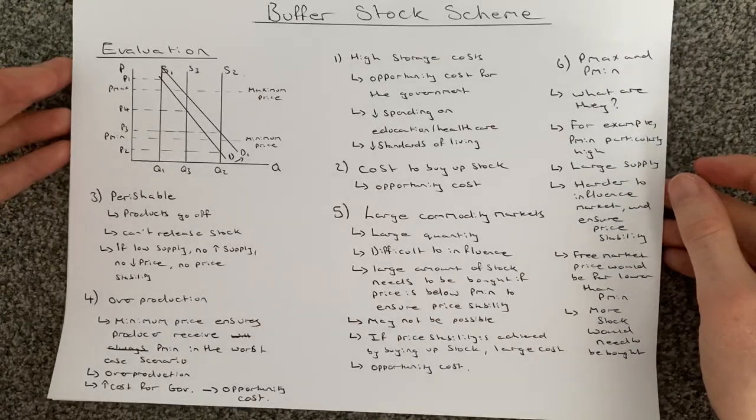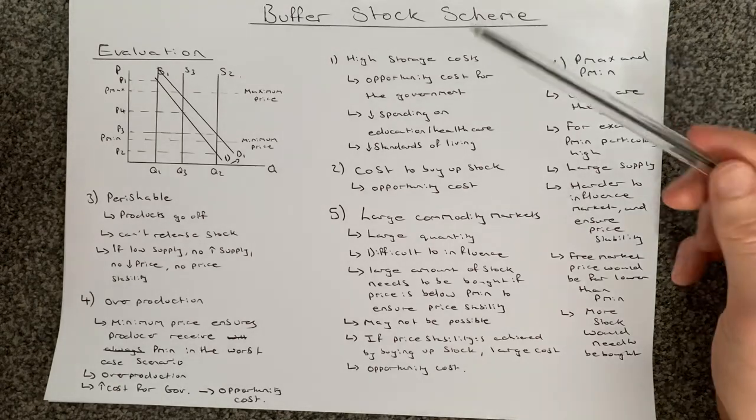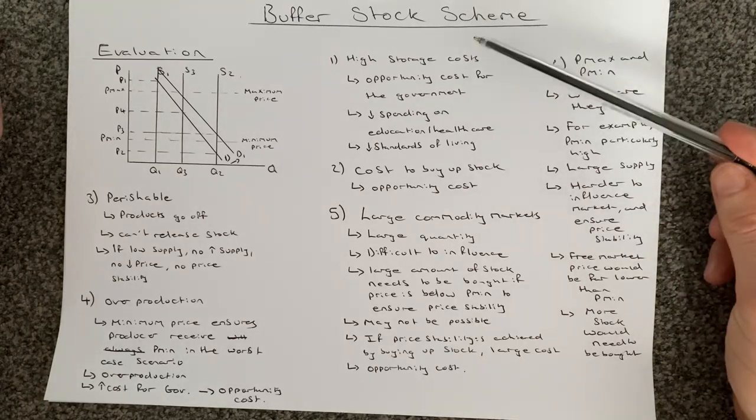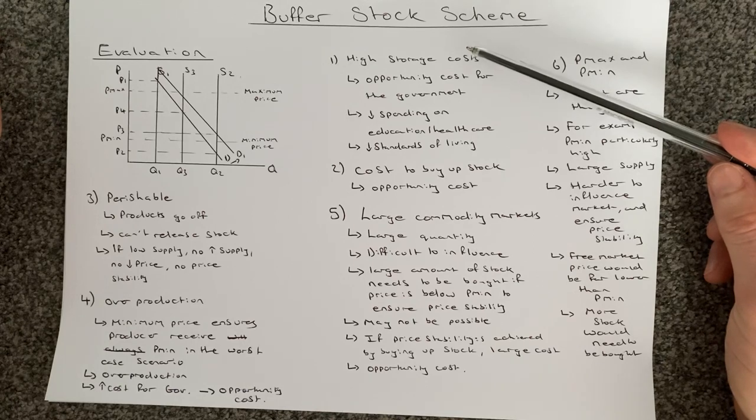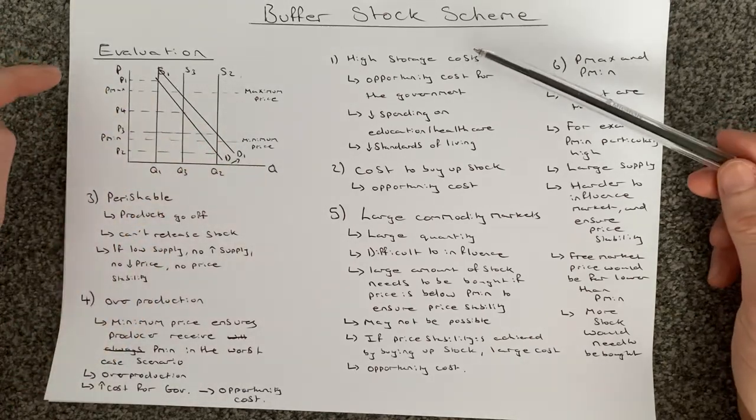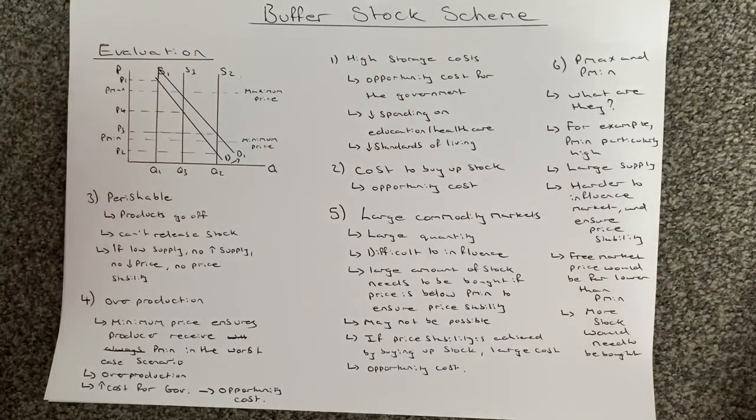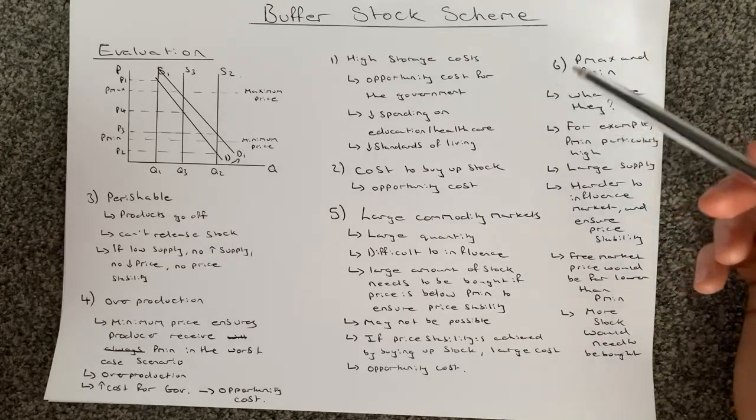Okay. So just to recap the evaluative points that we've discussed here with buffer stock schemes, as I said, they're not particularly vast in the number of points, but it's really important that we explain them. So obviously, high storage costs, because when you buy up stock when the harvest is particularly good, you need to store that in case there is a poor harvest in the future, and therefore you can release the stock onto the market to lower the price.